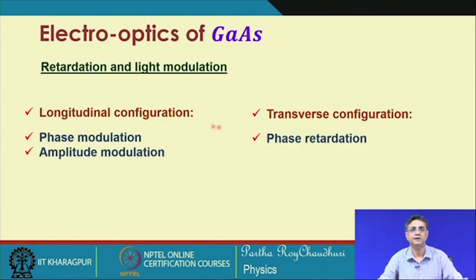Now we will consider the longitudinal configuration with emphasis on the phase modulation and amplitude modulation. Then we will consider the transverse configuration, which is different from this, and we will see how the performance of the crystal can be improved by choosing geometrical considerations like the length and the width of the crystal, which will be involved in this case, and this will improve the performance of the modulator.